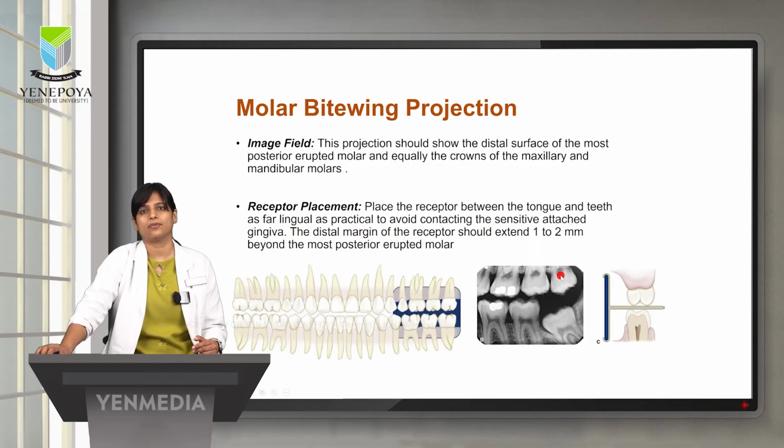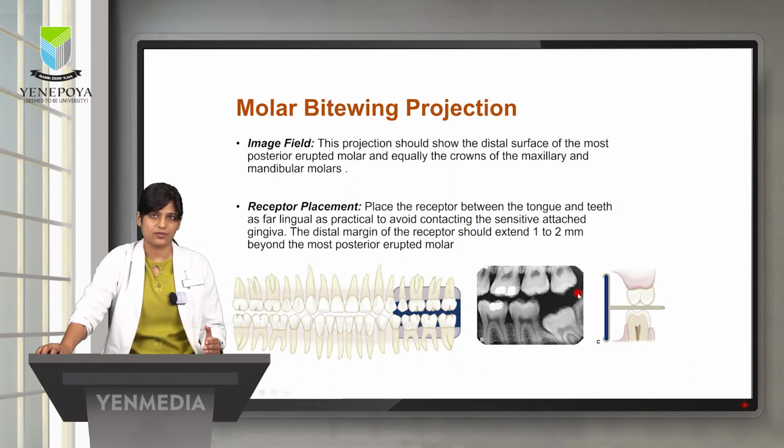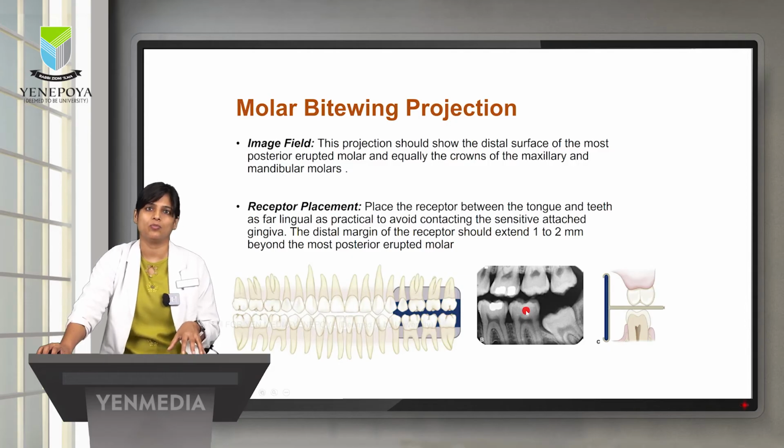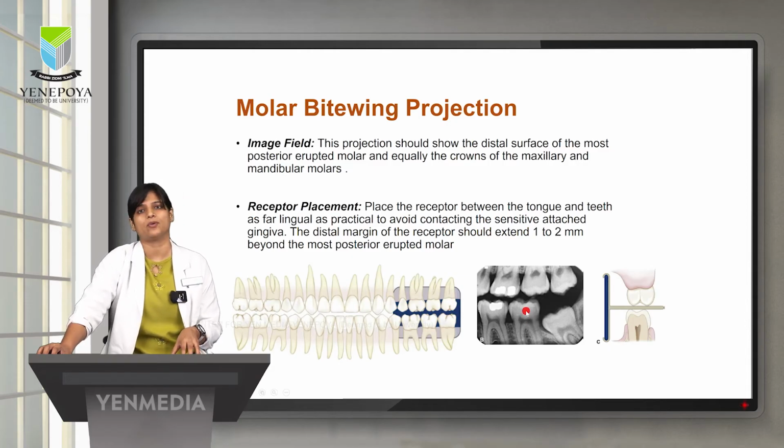Moving on to the molar bitewing projection, same thing. How should an ideal molar image appear? It should be such that at the end of the day, all the molars should be clearly visible. So first and foremost, assess how many molars are there. That is, I am counting the erupted third molars also. If there is an erupting third molar, that also should be considered in the ideal molar bitewing image. Okay. So in the image field, this projection should show the distal surface of the most posterior erupted molar.